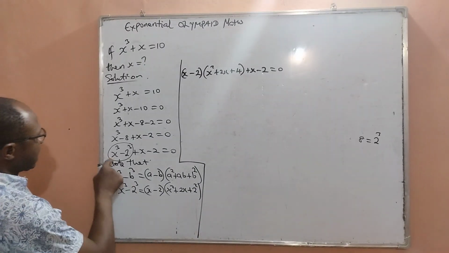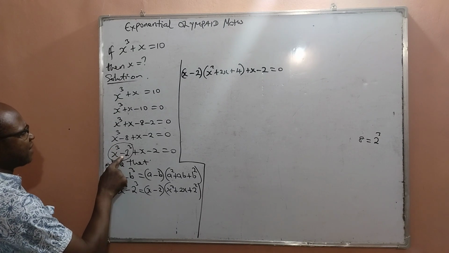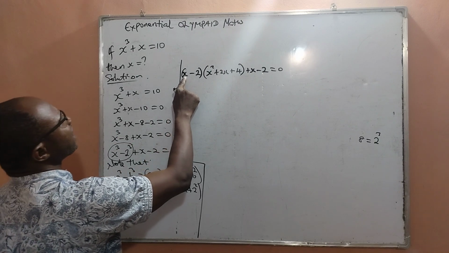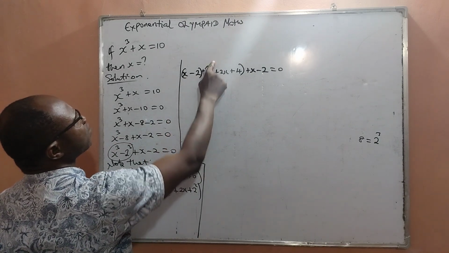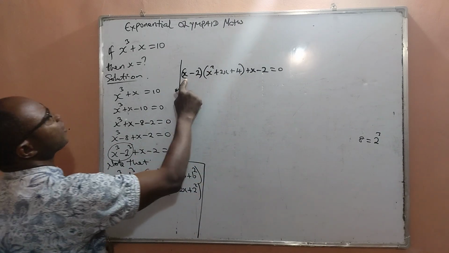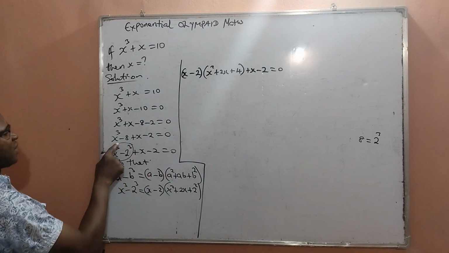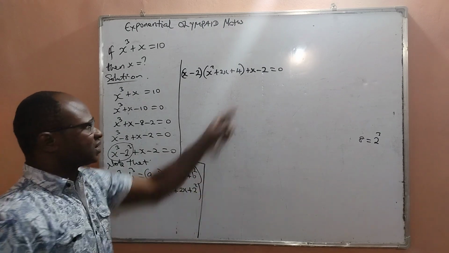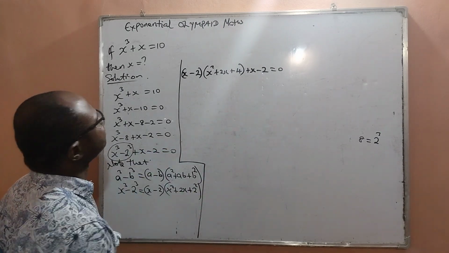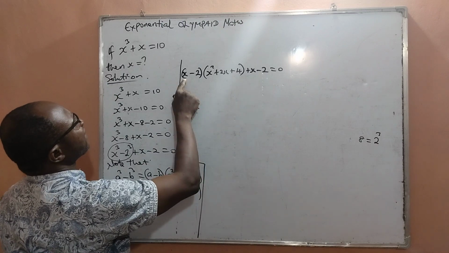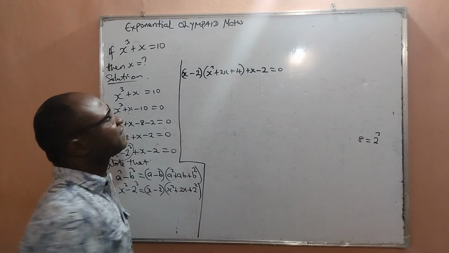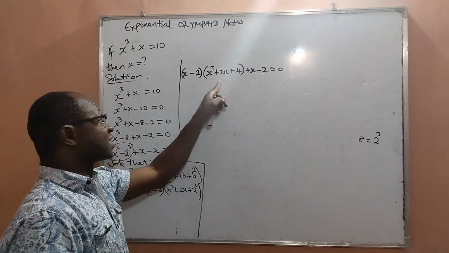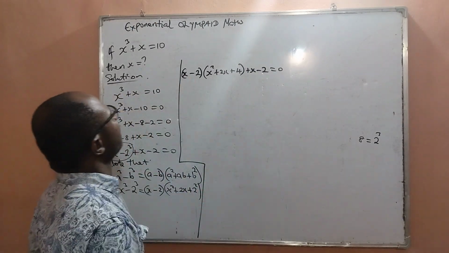What have I done? I have replaced x to the power of 3 minus 2 to the power of 3 with x minus 2 into x squared plus 2x plus 4. The whole of this is just x to the power of 3 minus 2 to the power of 3. Then what is left is written down. Now if you look at it very well, I have x minus 2 on the left hand side, and I also have x minus 2 on the right hand side of the expression.